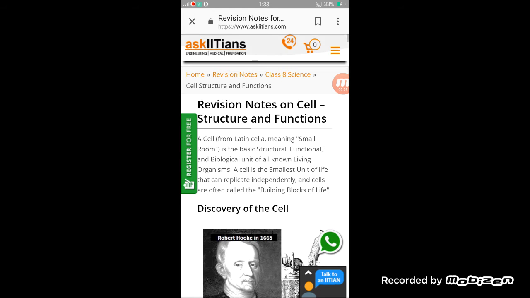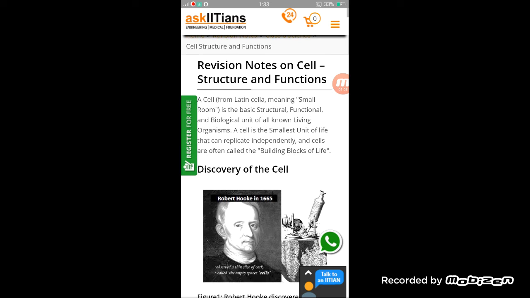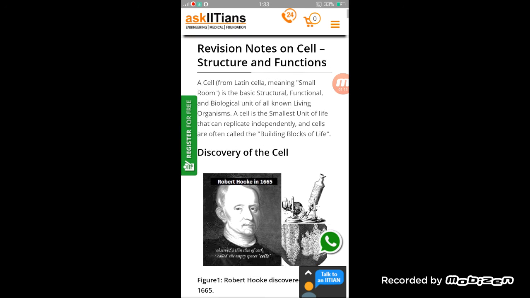Yeah, so here are the online notes, and the site name is Ask IITians. You can study this chapter from this site. Cell structure and function. So here are the revision notes on cell structure and function.